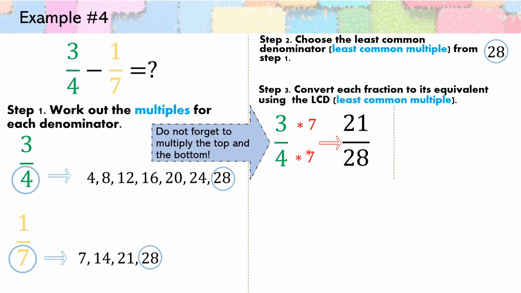Let's go to the subtrahend. Let's convert to its equivalent using the LCD. 1/7. What is that number to be multiplied with 7 to get 28? That is 4, and then multiply 4 with the numerator 1, then solve. 1 times 4 is 4, 7 times 4 is 28, so that is 4/28. By the way, you can also get the least common multiple in this case by multiplying the denominators, 7 and 4.